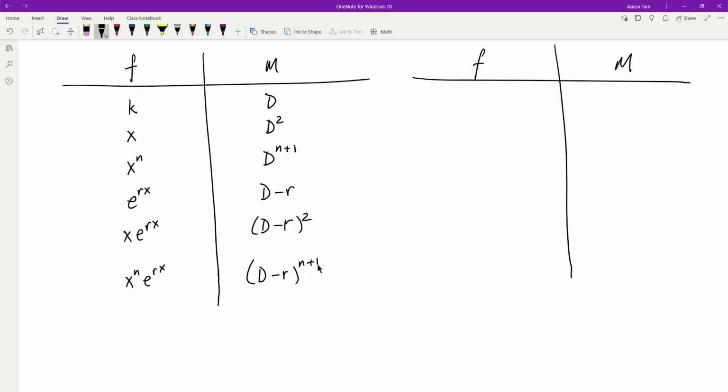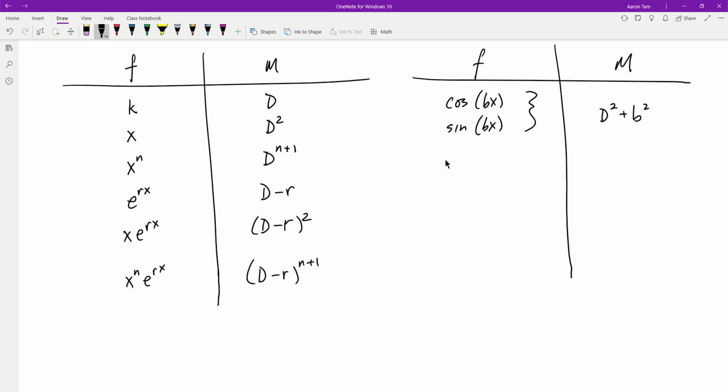What other kind of function do you run into? Well, trigonometric. Trigonometric will be harder to deal with, but it is basically the same process. And because sine and cosine go in pair, they require the exact same operator. So if you have cosine bx or sine bx, collectively, they would have the differential operator D squared plus b squared.